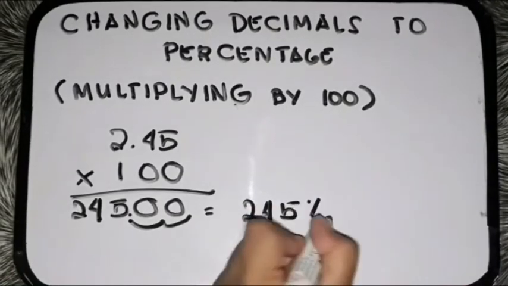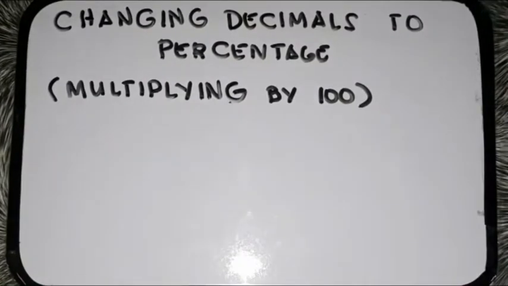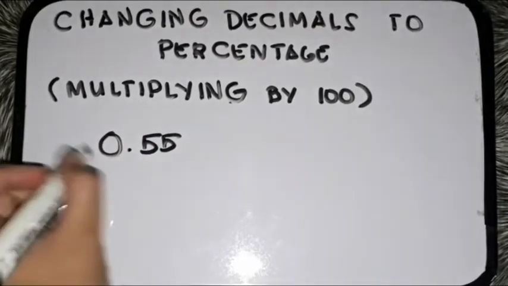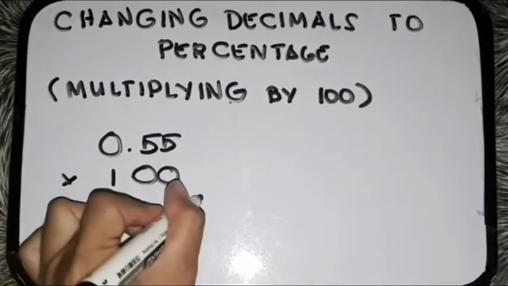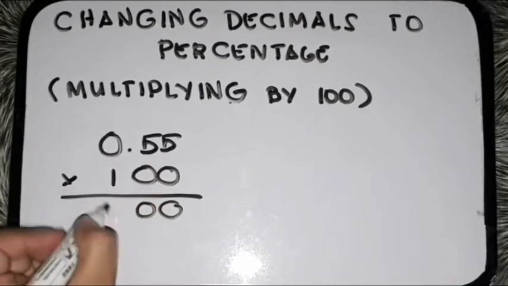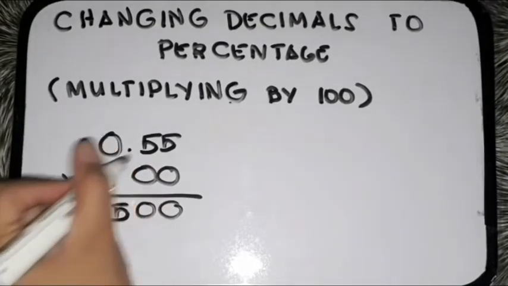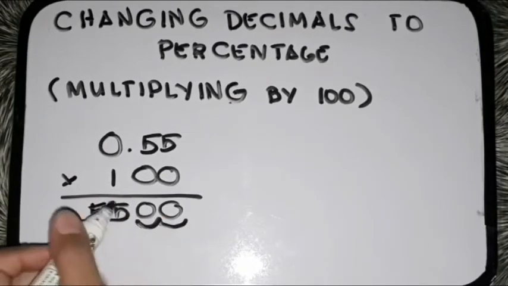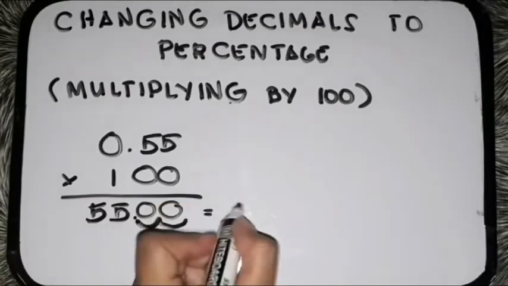So the next given is 55 hundredths. Multiply by 100. So 0 times 5 is 0, 0 times 5 is 0, 1 times 5 is 5, 1 times 5 is 5, and you just have to put a decimal point 2 places to the left. So the final answer is 55%.